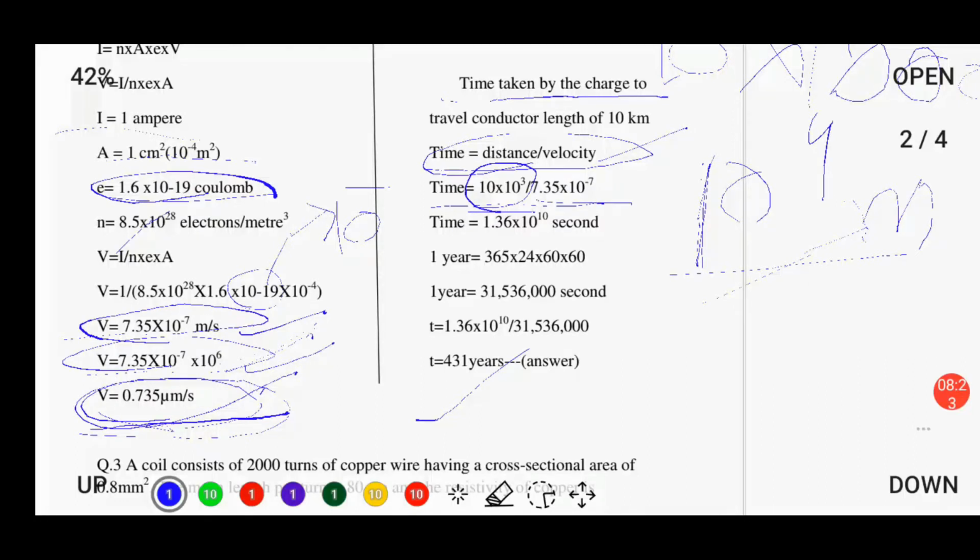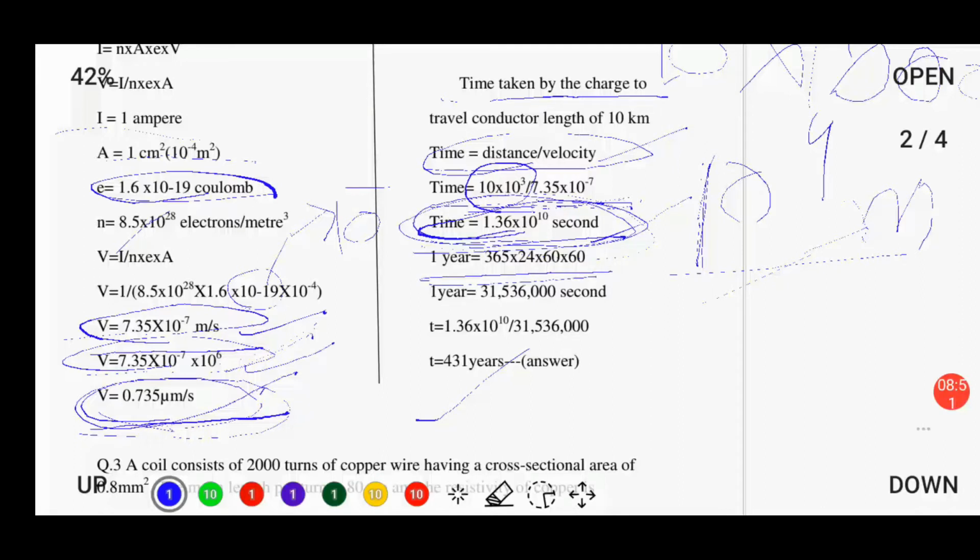That will be divided by the velocity obtained here, 7.35 into 10 to the power minus 7 meter per second. On dividing the total distance 10 to the power 4 by 7.35 into 10 to the power minus 7, we get the value of the time as 1.36 into 10 to the power 10 seconds. This is the total time taken. Now we have to convert it into years. How will we convert?